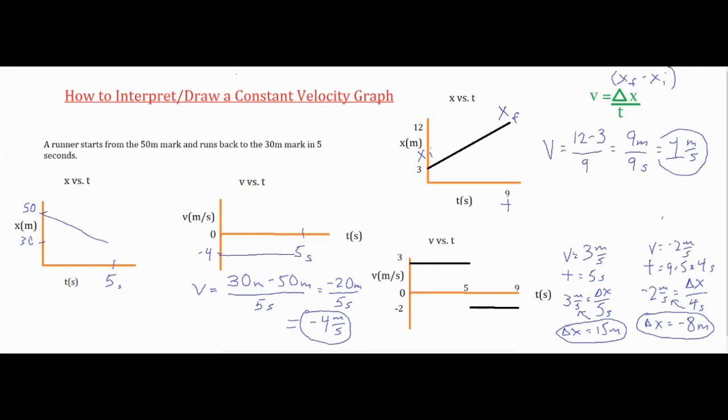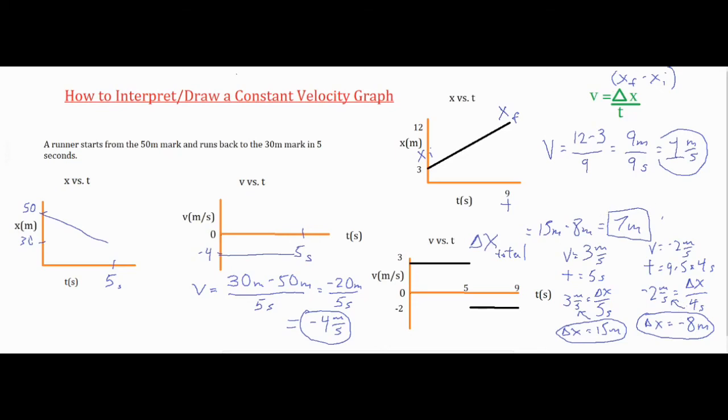Okay, so we found the displacement for both of the sections. For the first section, we've moved 15 meters forward, and then for the second section, we've moved 8 meters back. And then if you wanted a total delta x, we would just go ahead and do 15 meters minus 8 meters for a final delta x of 7 meters. Okay, so depending on what the problem is asking you, we can find the displacement for the first portion, the second portion, or the total.